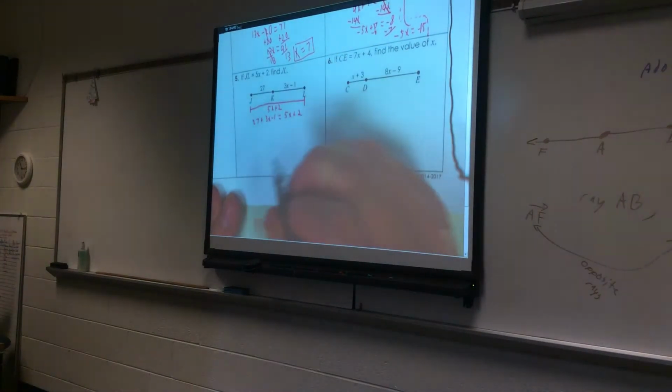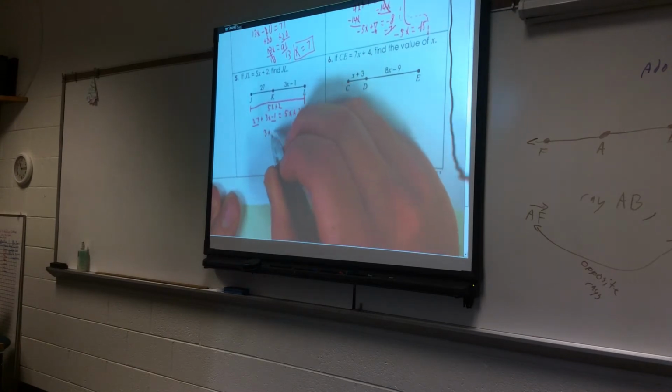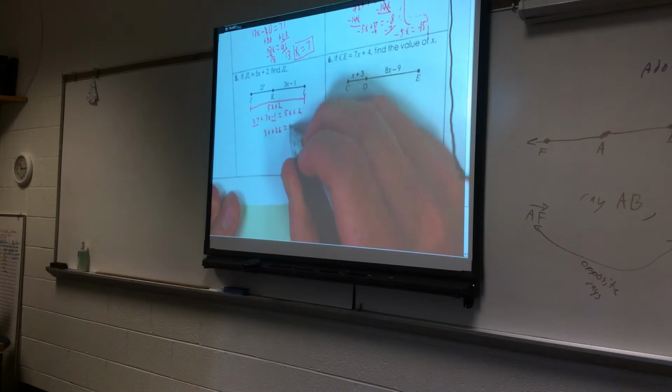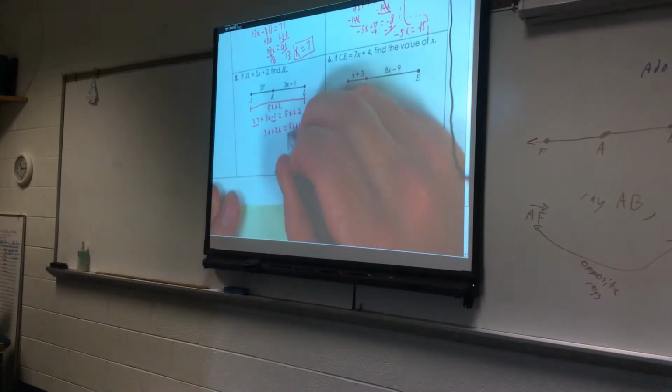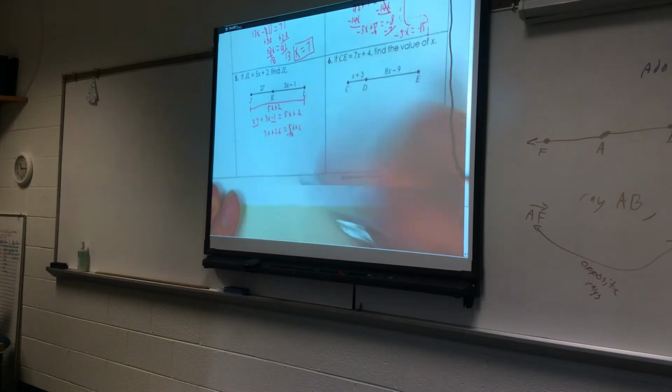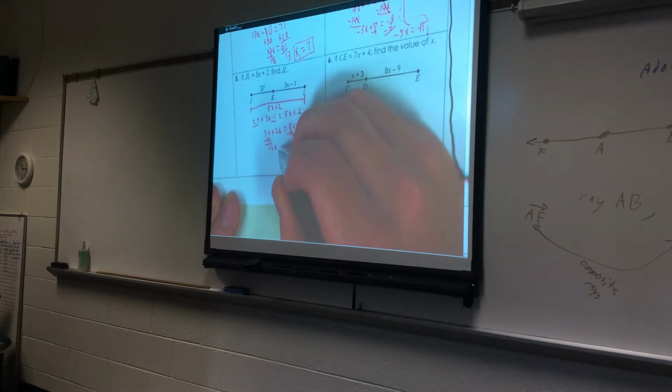First thing, combine these like terms on the left, which would give me 3x plus 26. 27 minus 1 is 26. And I still have 5x plus 2 on the right. I'm going to move my x to the left. So minus 5x, minus 5x. That'll leave me with negative 2x plus 26 equals 2.